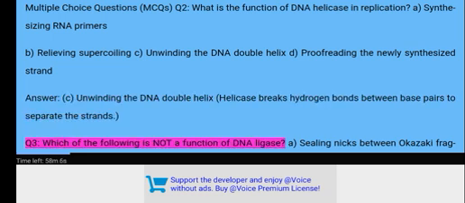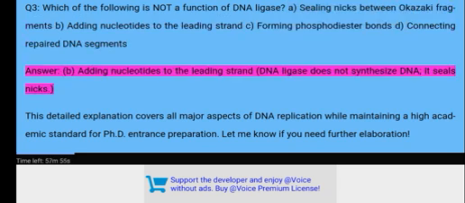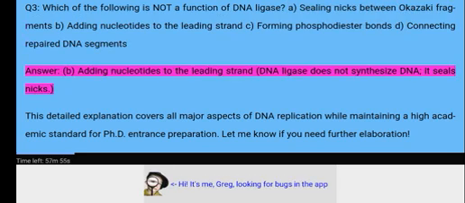Q3. Which of the following is not a function of DNA ligase? A. Sealing nicks between Okazaki fragments. B. Adding nucleotides to the leading strand. C. Forming phosphodiester bonds. D. Connecting repaired DNA segments. Answer: B. Adding nucleotides to the leading strand. DNA ligase does not synthesize DNA, it seals nicks.